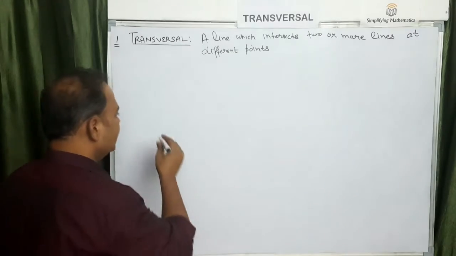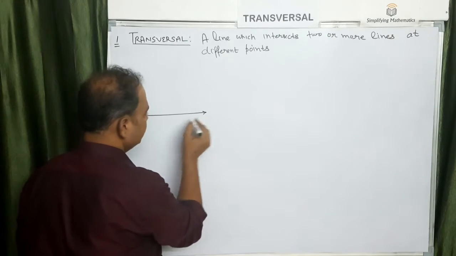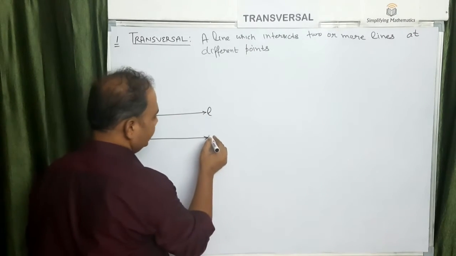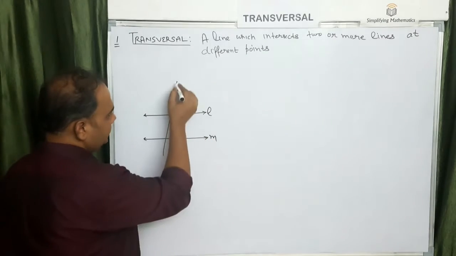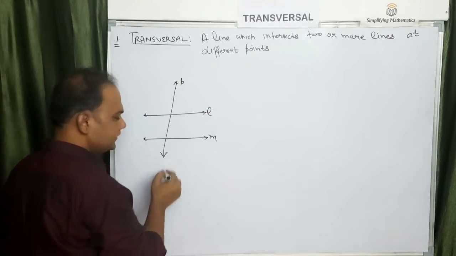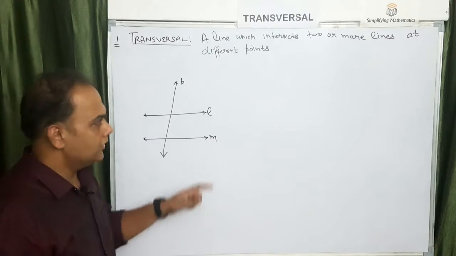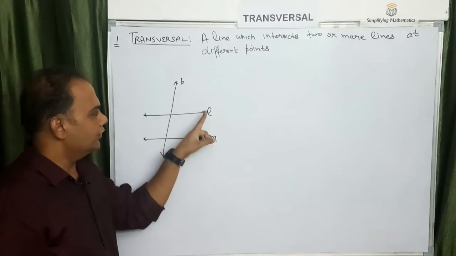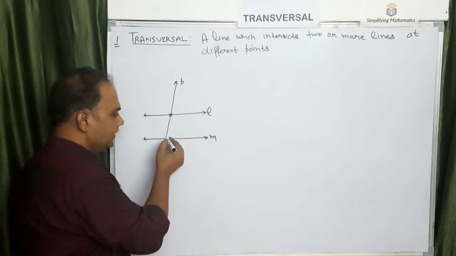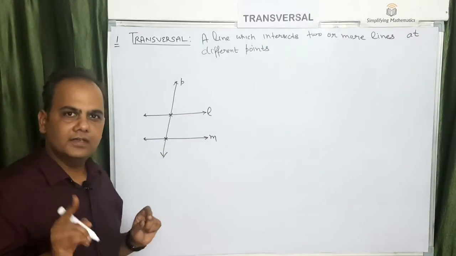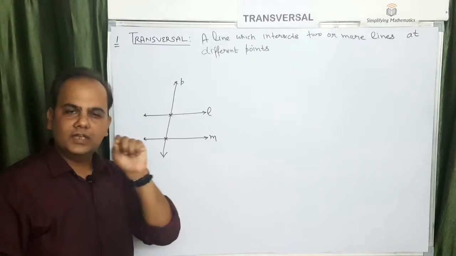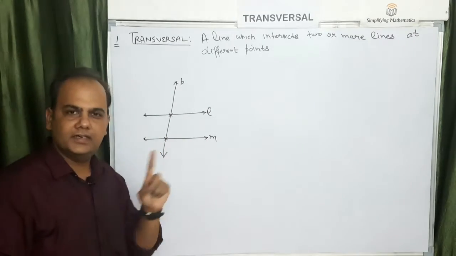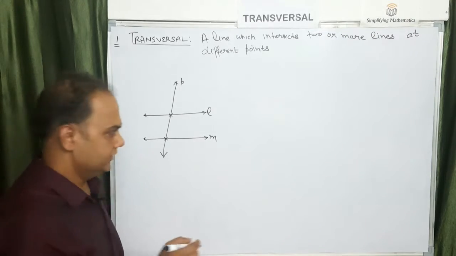So for example, now consider these two lines L and M. Now this line P is intersecting these two lines L and M. Then we can call this line P a transversal because ये इसको intersect कर रही है at different points. So this is the condition कि जो transversal है वो given lines को different points पे intersect करे. अगर same point पे intersect करता है तो that is not a transversal.